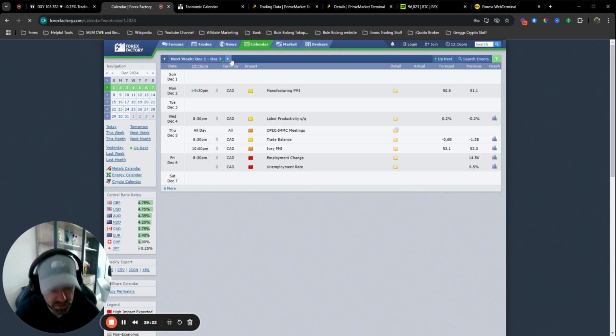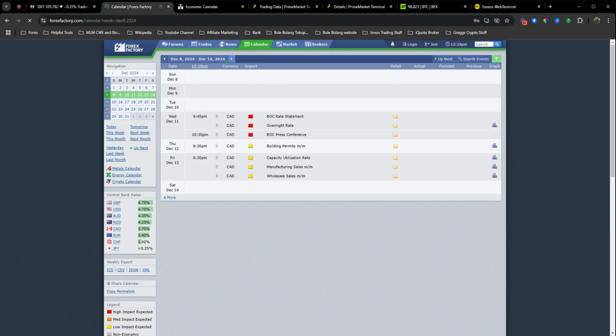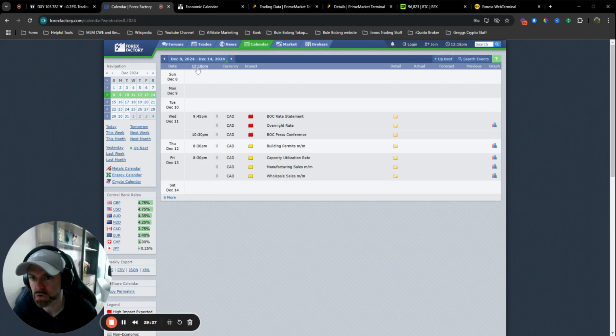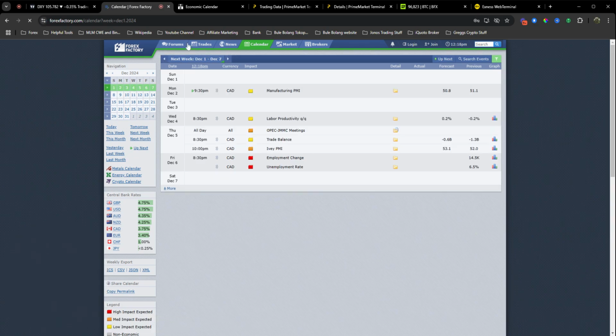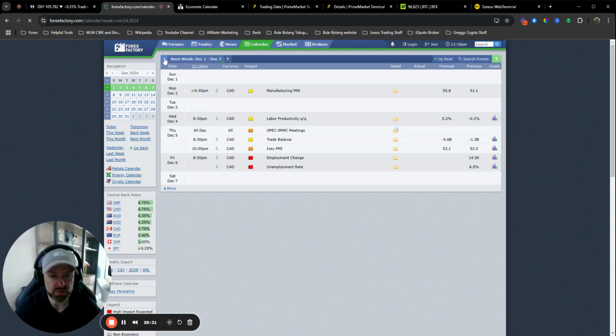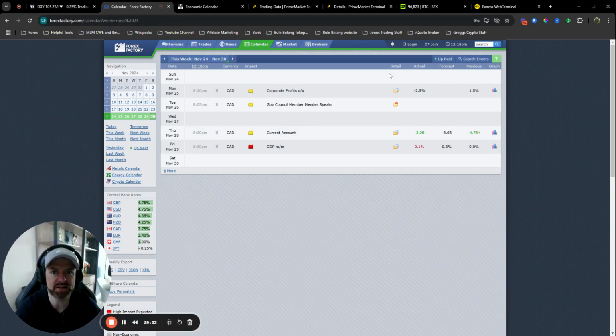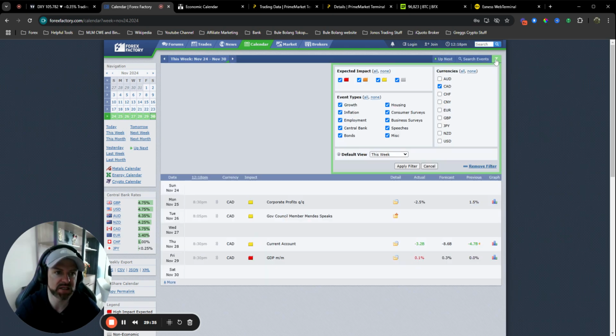So I'm keeping CAD at weak. Oh, sorry, I've already done next week. Yeah, so I'm keeping CAD at weak. Okay, so far we've got weak NZD, AUD, and Canadian dollar. Moving on very quickly.